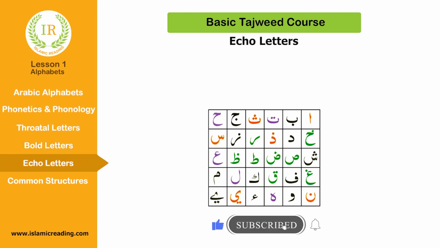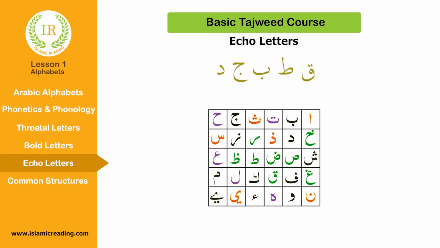The third group is echo letters, and as the name suggests, these letters are going to be pronounced with the echo. In fact, there is a complete exercise about them. We'll study once we reach there. But right now, just remember that there are 5 echo letters: Qaf, Ta, Ba, Jim, and Dal. And a catchword to memorize them is Qutbu Jadin.